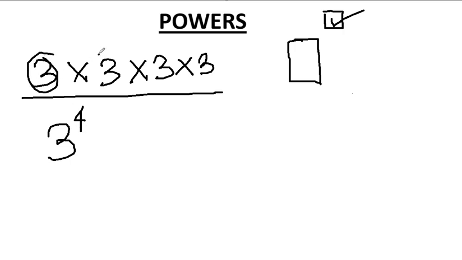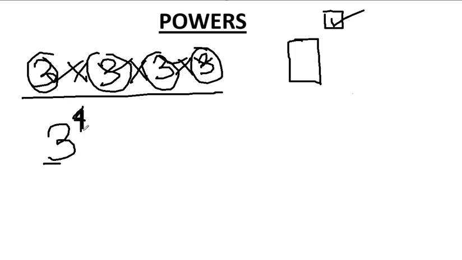What is that same number that we have here? That same number is 3. So I'm writing the 3. And how many 3's are there? There are 4 3's. So 3 to the power of 4. That is called to the power, right?